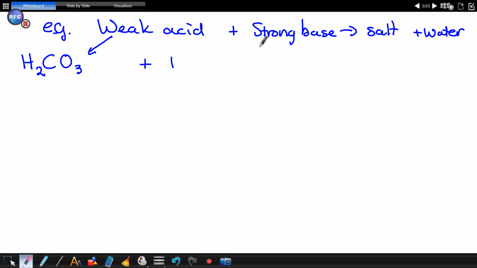Strong base: NaOH. Any group 1 hydroxide, lithium hydroxide, sodium hydroxide, potassium hydroxide would be strong bases. So basically our hydrolysis reaction is made by the neutralization reaction. Without neutralization, there is no salt formed. The salt that will be formed here would be sodium carbonate, and water.